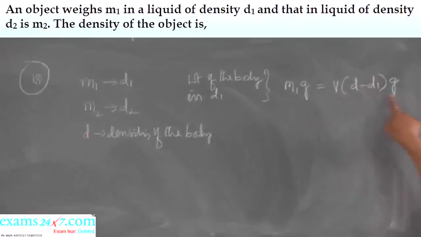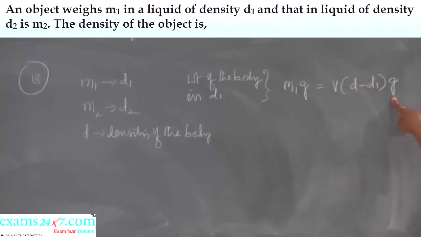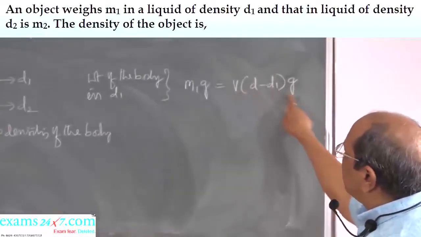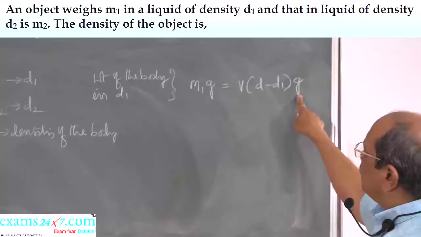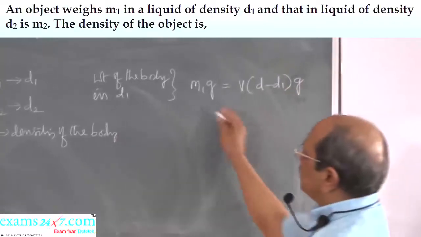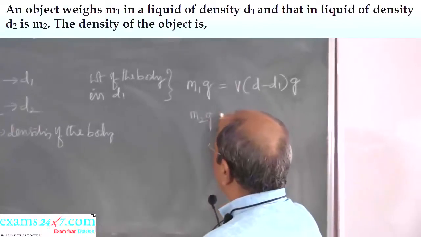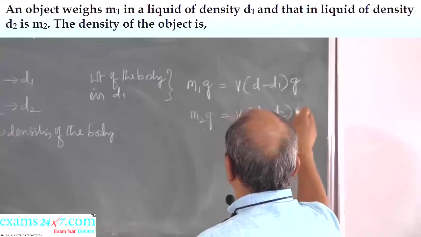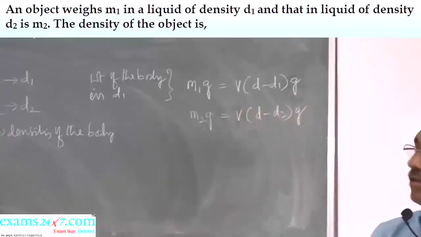Apparent loss of weight of the body is written. V d g is the weight of the body in air. V d1 g is the weight of the liquid displaced. Subtract from the weight in air V d g to get the weight of the body in liquid. That is the relation for m1 g. Similarly for m2 g, it is V into (d minus d2) into g. Our aim is to find d.